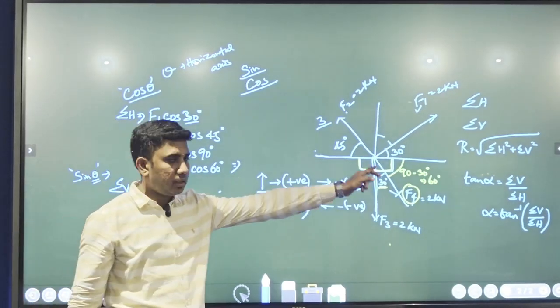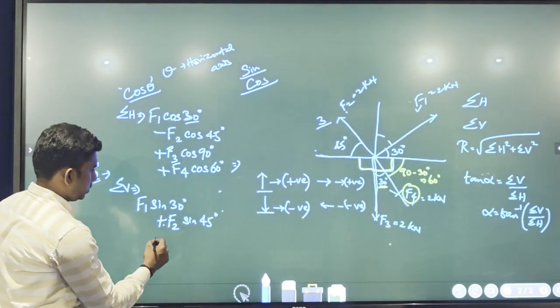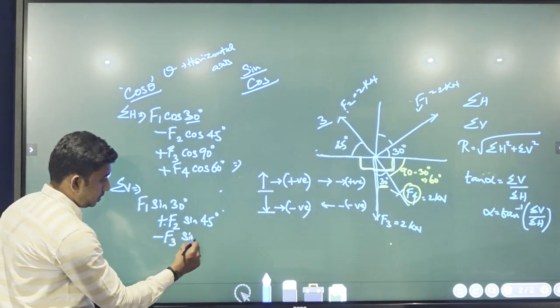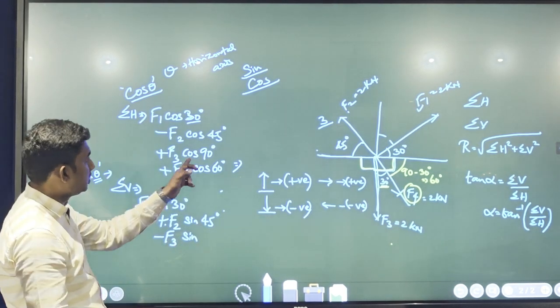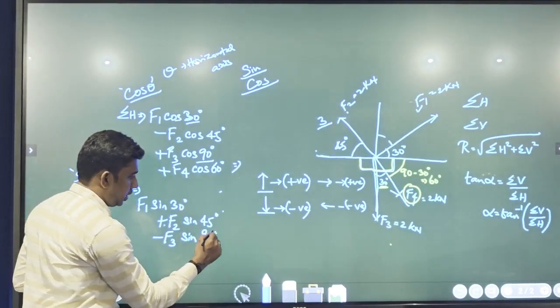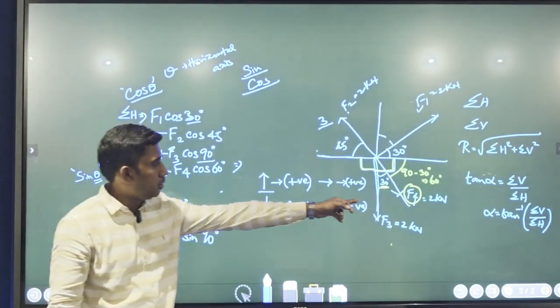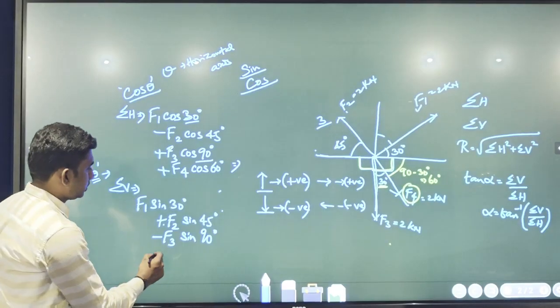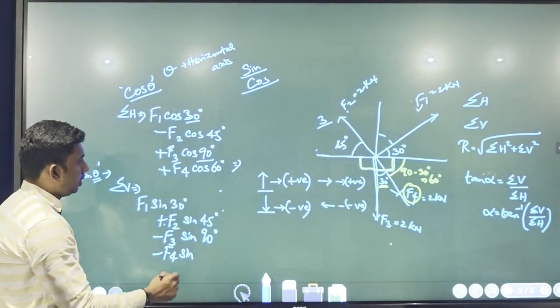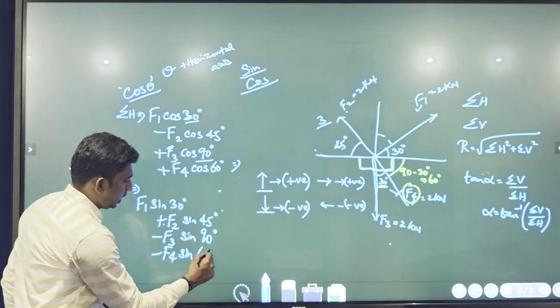Next, I have the third force going straight downward. So I can write it as minus F3 sine. So it will not be 0 degrees. What is the value that you have written here? It is 90. So it can be 90 here also. Now coming to the last force. If I resolve this force, it will be minus F4 sine. The angle here will be 60 degrees.